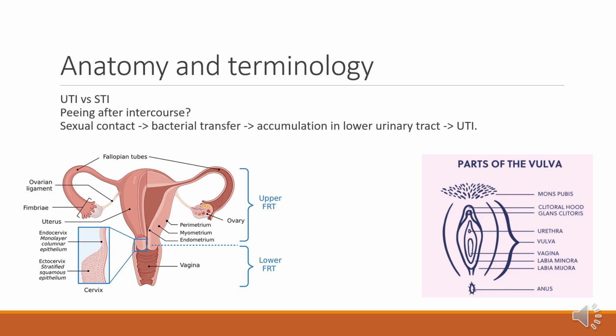UTIs and STIs are closely related because of the closely related anatomy. A person having unprotected sex with somebody who has chlamydia, for example, can get a UTI from it or can get an STI from it. They can come together, they could be a complication of the other. Just keep that in mind. They're not the same, but they are related.